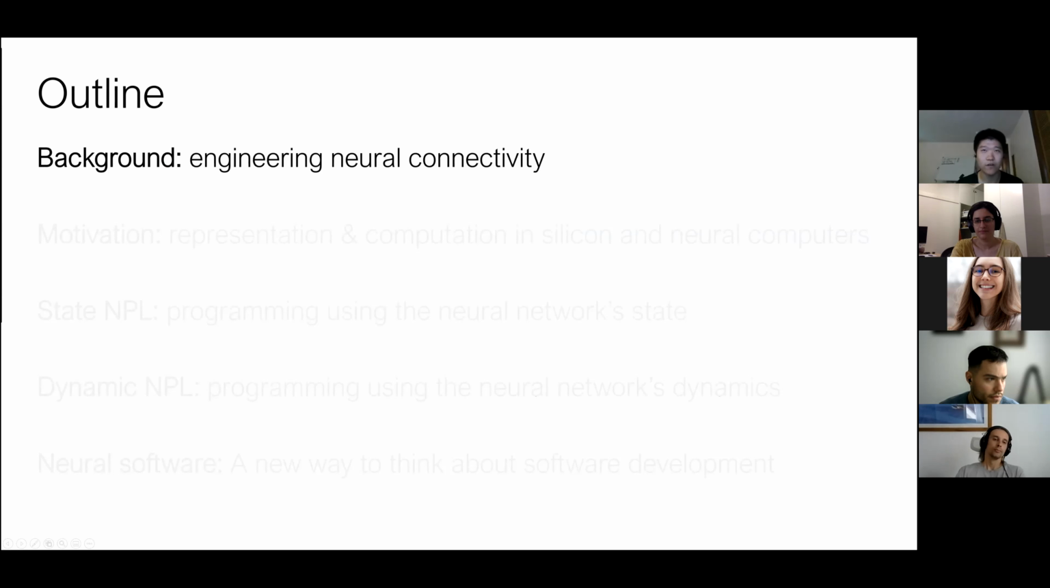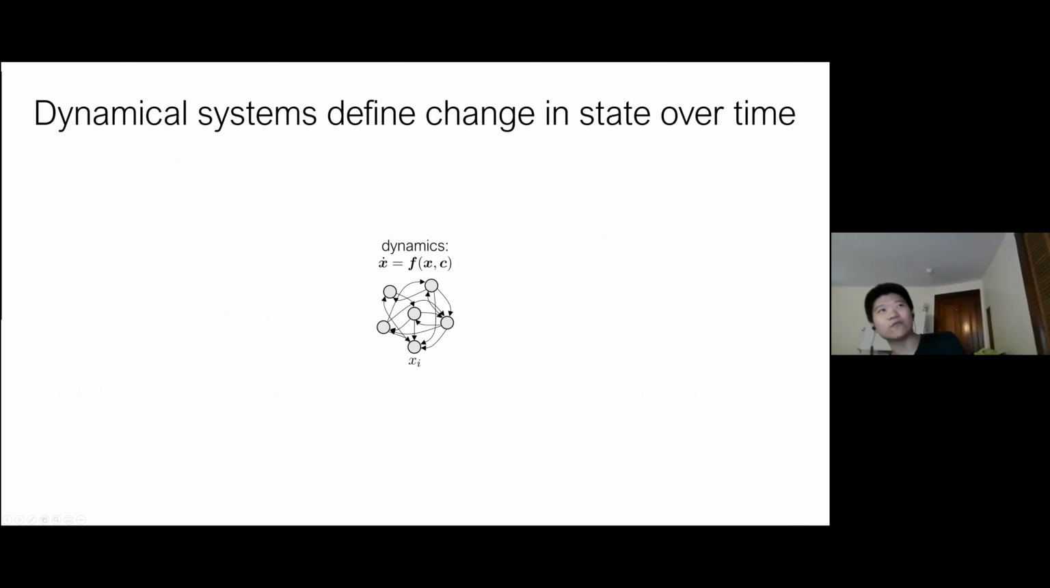So first, a little bit of my background. Typically what I like to think about are dynamical systems. Dynamical systems just define changes in states over time. Very simply at the highest level, you can think about it as some equation, x dot equals f of x comma c, where c can be some inputs, maybe c are the parameters of the model, but the evolution is defined by some equation. In this small schematic, each of these little gray circles would represent a neuron with a state.